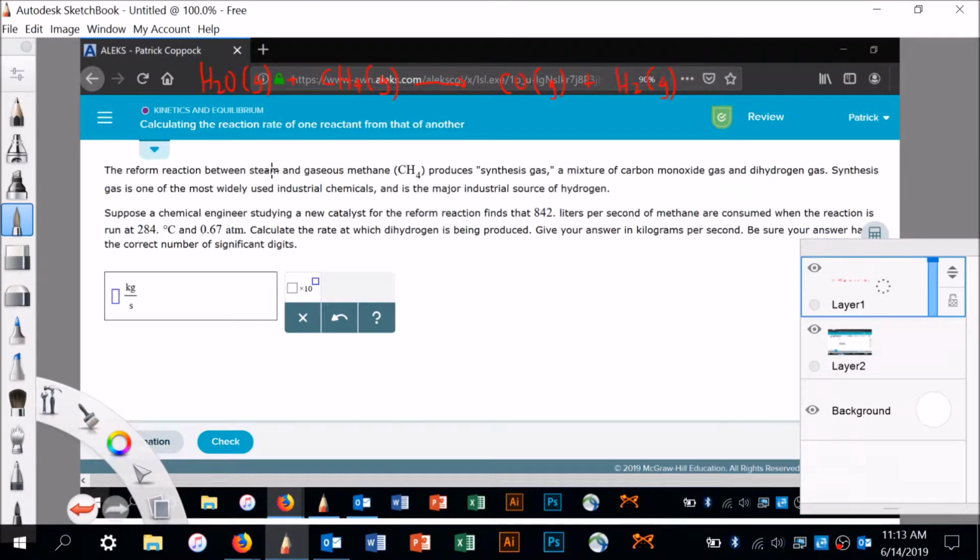The reform between steam, I got steam here. Gaseous methane, I got that. Produces synthesis gas, a mixture of carbon monoxide gas, which I have, and dihydrogen gas. Okay, I got that. All right. So it's the second sentence, which is just interesting but not important. Okay. Now suppose a chemical engineer studying a new catalyst for the reform reaction finds that 8.42 liters per second of methane are consumed. So I'm looking at methane here.